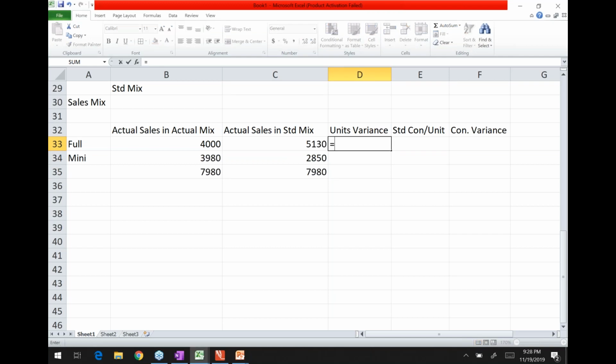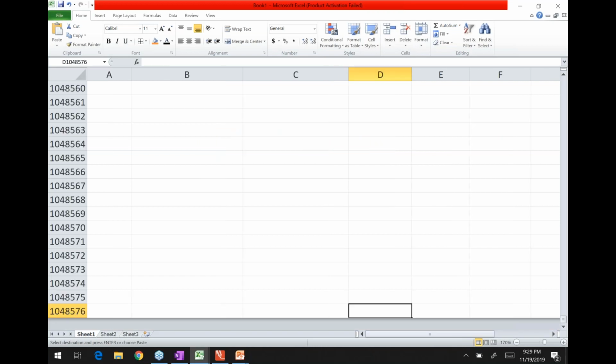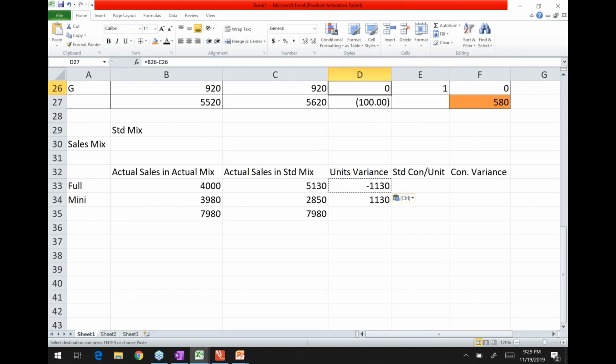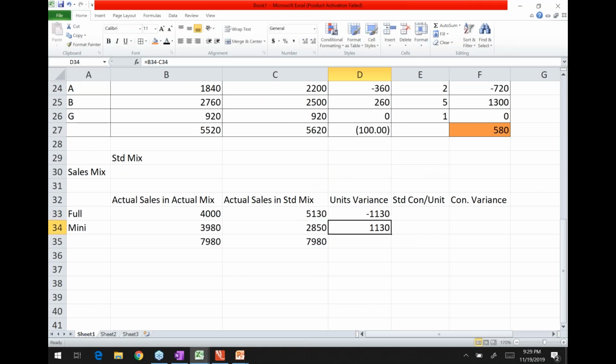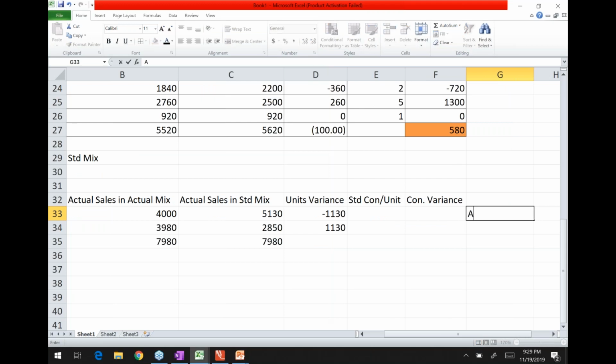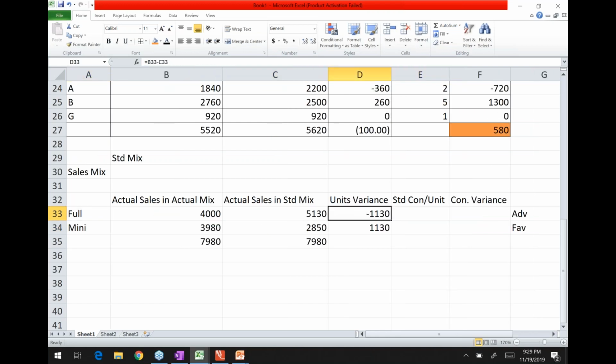Okay, then the difference, minus, plus, simple. When the answer is in minus, mathematically it's what? Adverse. When the answer is in positive, mathematically it's what? Favorable. So this is in minus, less units sold, and this is more units sold. The sum of these two should be equal to 0.